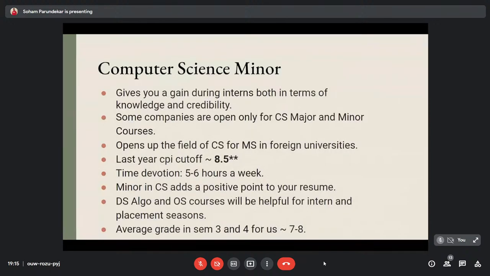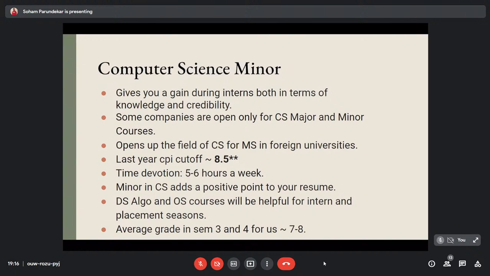So yeah, I'll first give you a few general guidelines about this computer science minor, an overview. This will help you during your intern season and placement season because of the knowledge and credibility that it adds to your resume. It's especially important because for those who don't have a computer science major or an MNC major, having a computer science minor allows you to sit for some companies which do open for minor courses even if they don't open for the circuital branches.